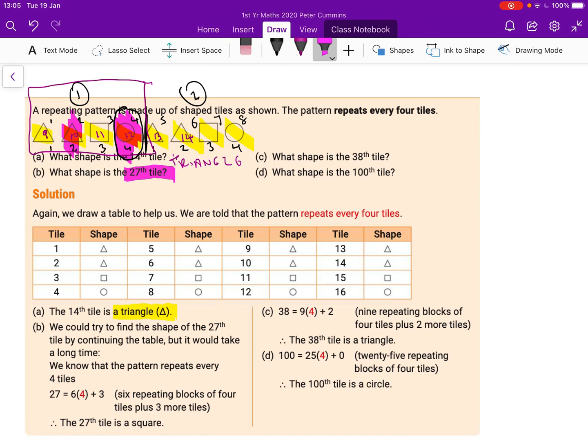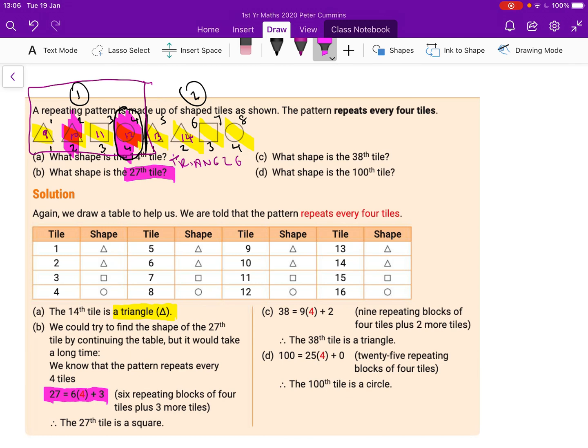What we can do is, number 27 is going to be 6 times 4 plus 3. So how many times is it going to have to repeat to get up as far as 27? Well, it's going to have to repeat 4, 8, 12, 16, 20, 24. So it's going to have to repeat 6 times, and then add 3, because to get between 24 and 27, you have to add 3.